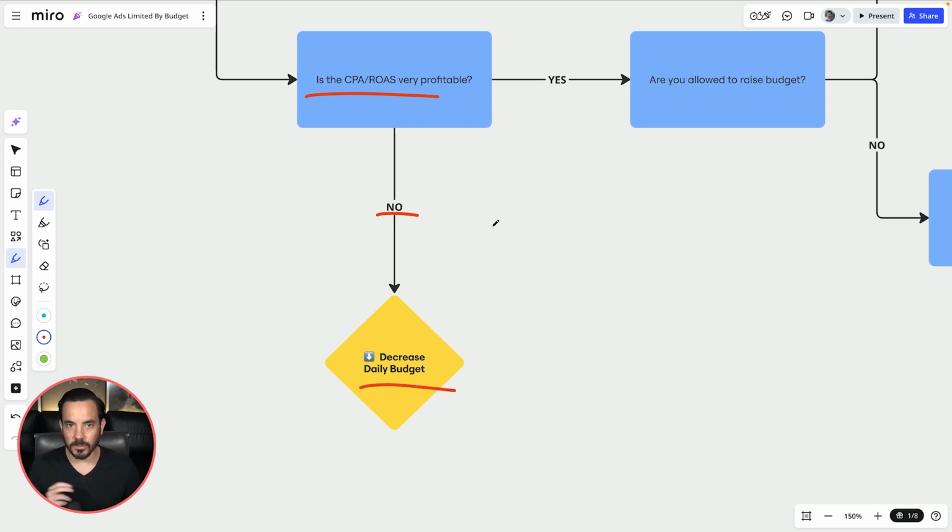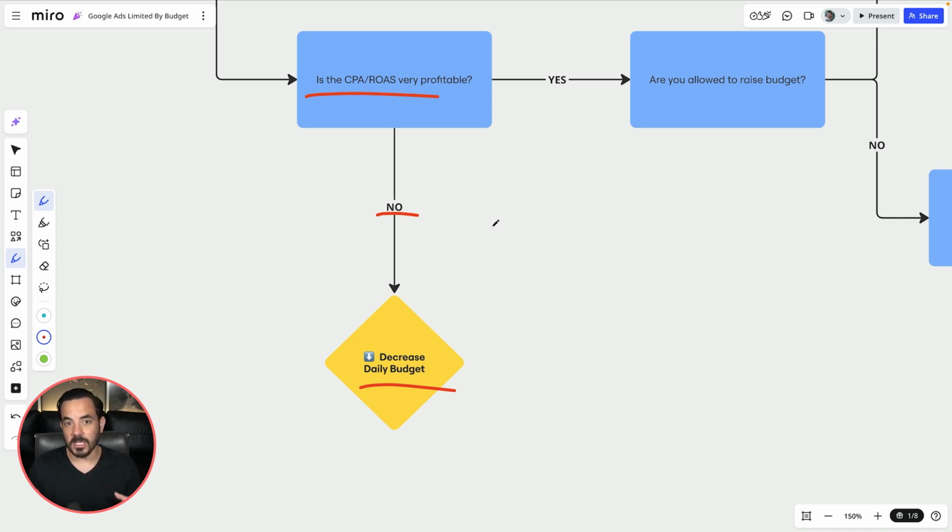Yes, you will still be limited by budget. In fact, you will be even more limited by budget after you decrease it. But the priority here should be making sure you're actually profitable first, then worrying about limited by budget only assuming you are already at a profitable ROAS or CPA.